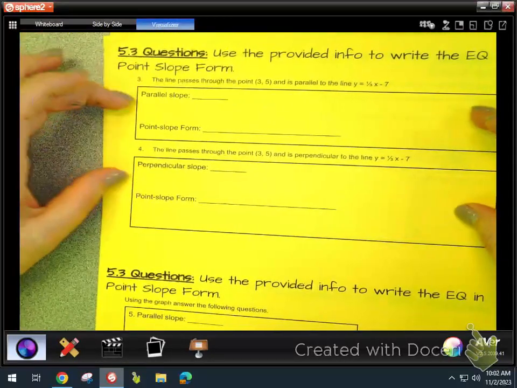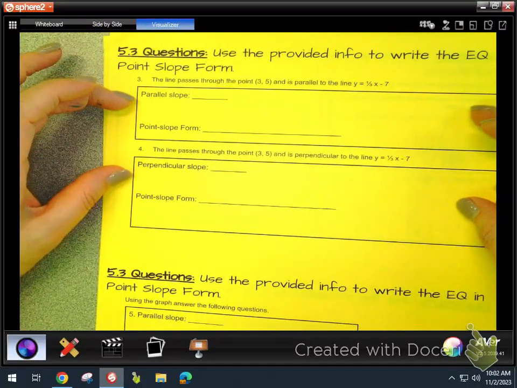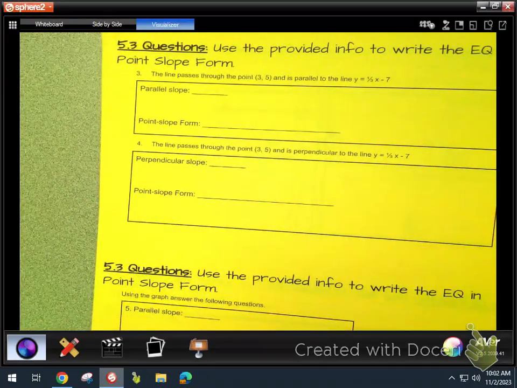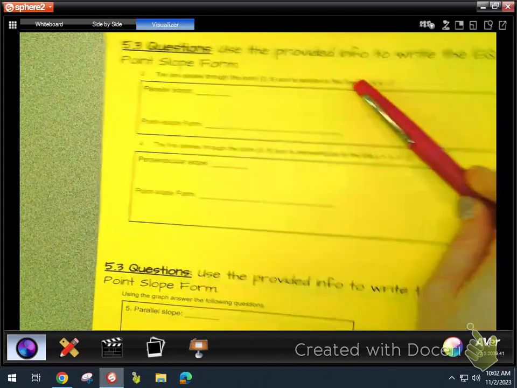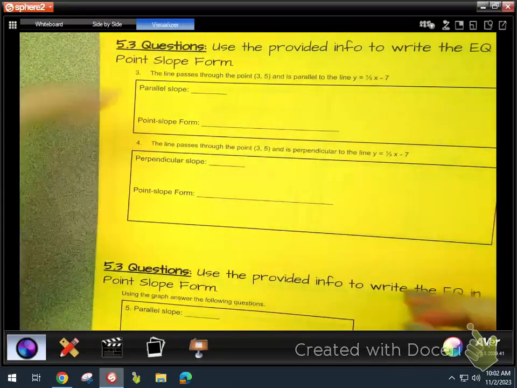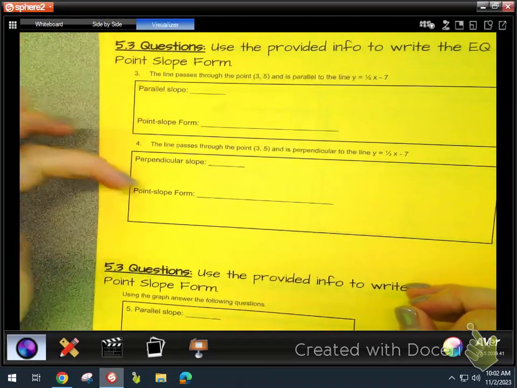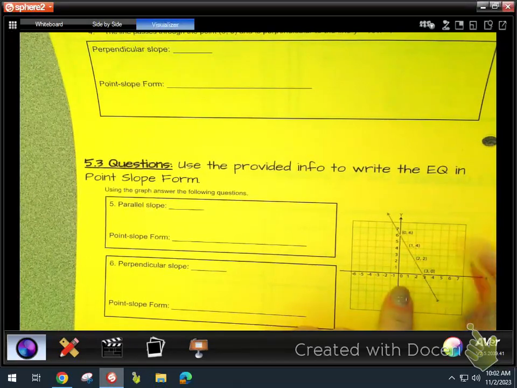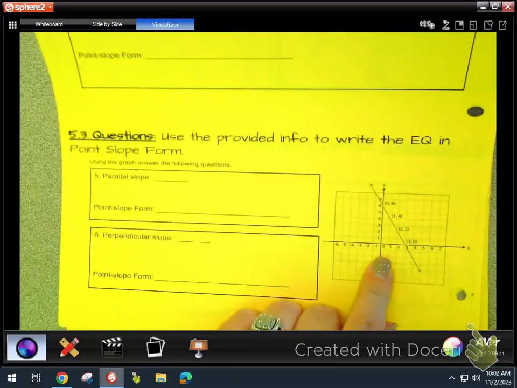Then you have 5.3. You've got 2 more questions up here. It's not as structured. I have his up here, I'm using his. So it's giving you a problem and asking you to stop in point slope form on 3 and 4 right here. Y'all see that? All right, I want you to look at 5 and 6. There's a graph right here. There's a graph right here. Are y'all looking at this one?